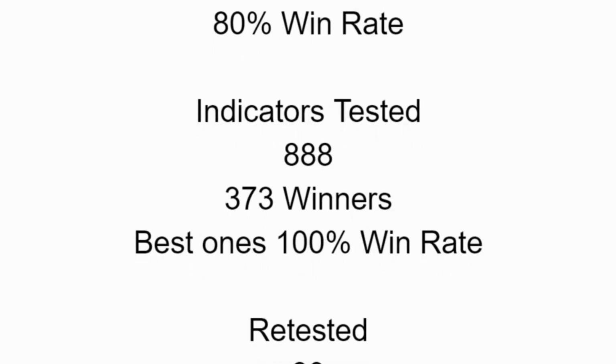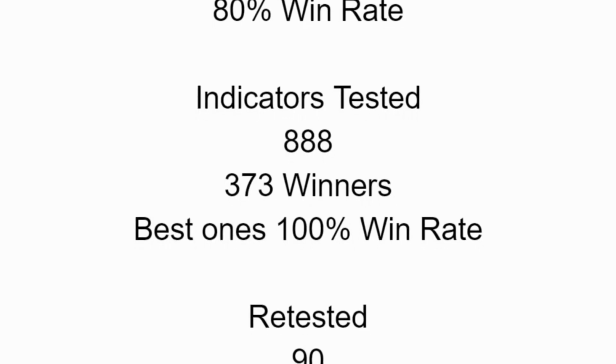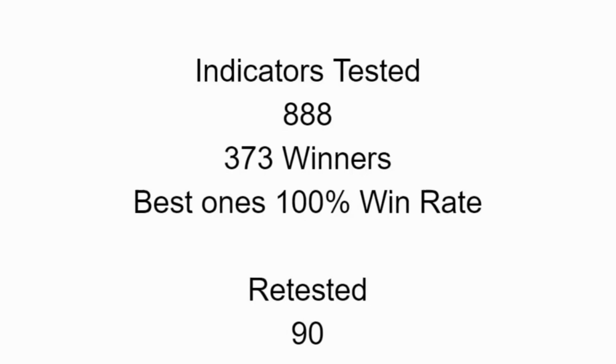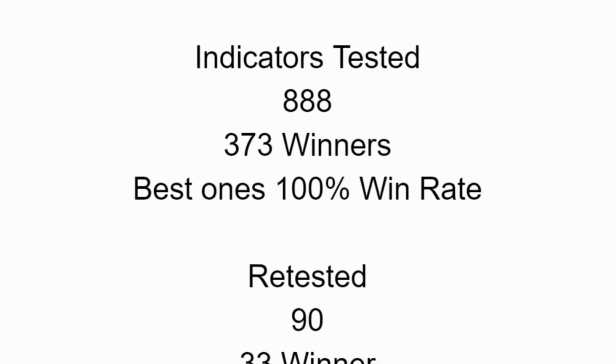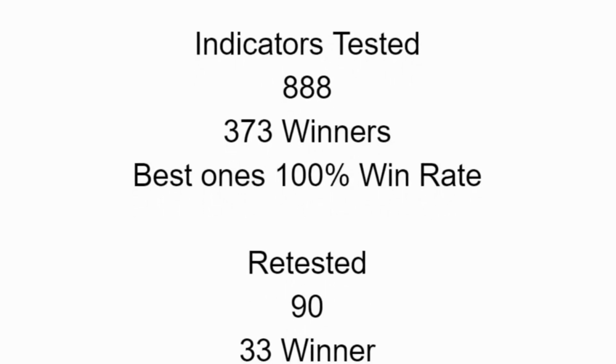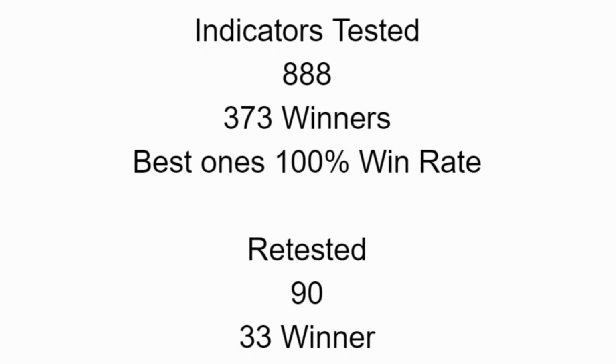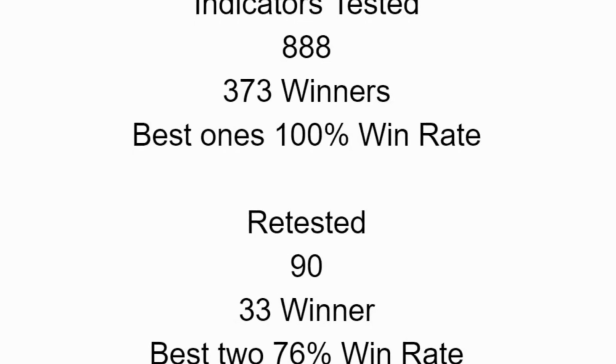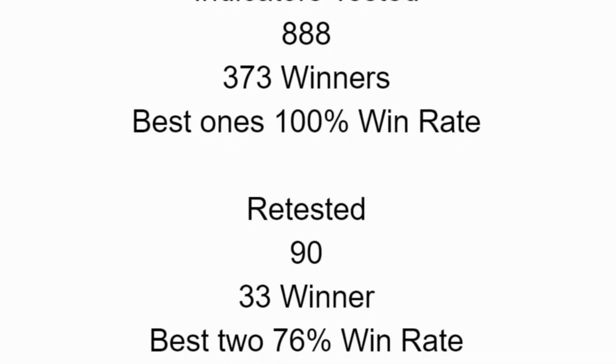Now you need to go back and watch those videos to understand the context of how they were able to achieve that. So go back and watch those videos and see what you can get out of those winning indicators. We have also retested in the advanced testing 90 of the winning indicators. 33 of them have been able to maintain the winning status, the best two a 76% win rate.